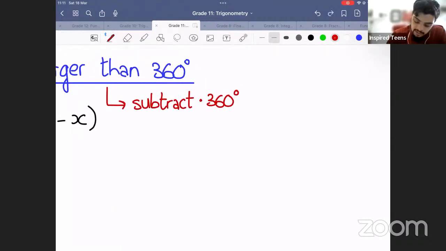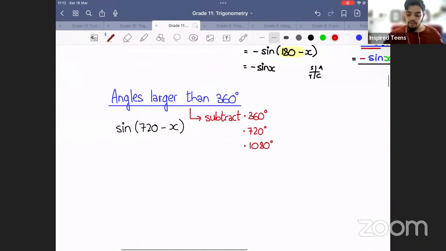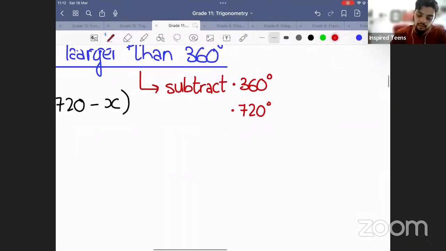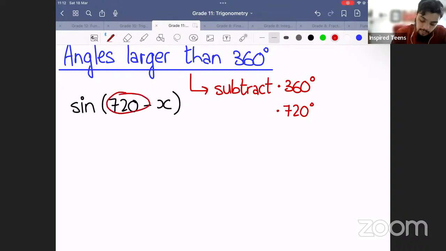You can either subtract 360, or if it's bigger than double 360, which is 720, you will have to subtract 720. And if it's bigger than triple 360, which is... 980? 1080, yeah. I'm the math teacher. Then you would subtract that, but generally you don't go up that far. 720 is normally what you go up to. In this case, it's not bigger than 720, so we simply subtract 360. You don't even have to show the step.